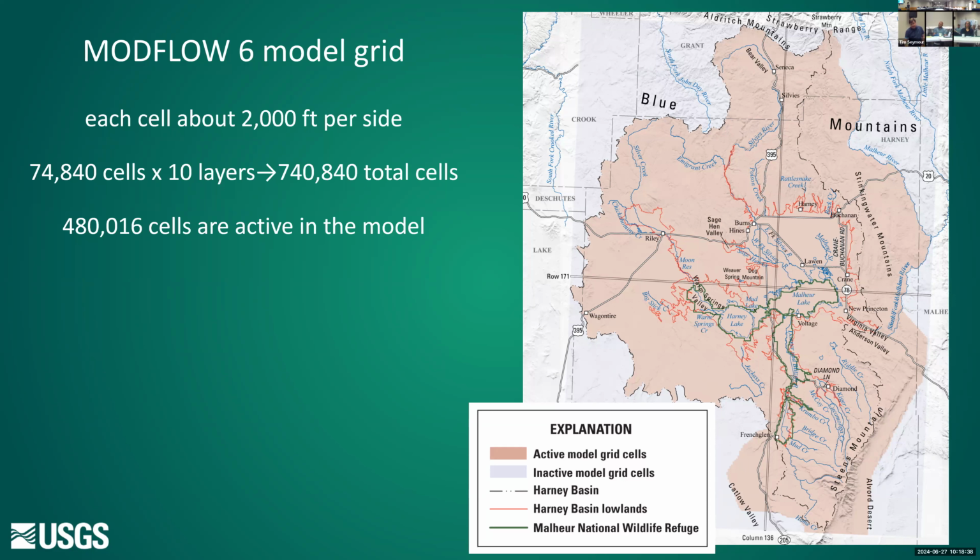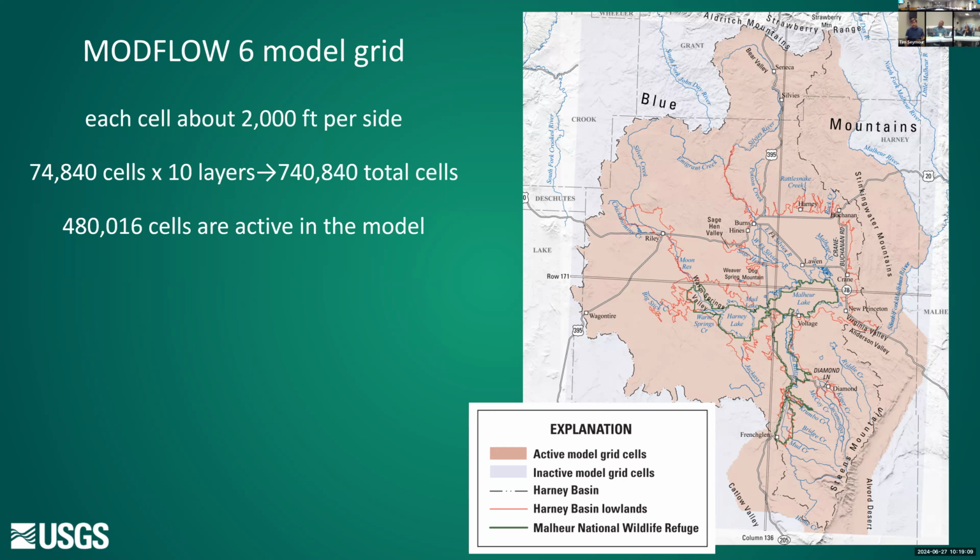So as I said, about 2,000 feet per side on each model square, and it's 10 layers thick. The top layer is 100 feet thick, and it's got about 75,000 cells representing the basin. So we've got 10 of those layers, so we have about 750,000 of those little boxes that we have to solve that groundwater equation for every time that we're interested in.